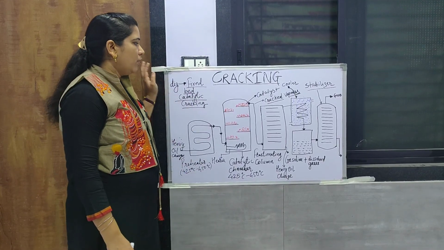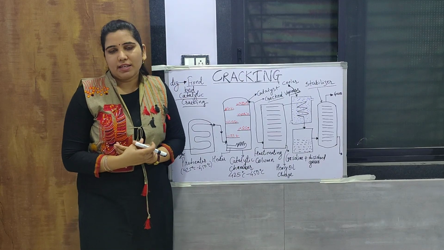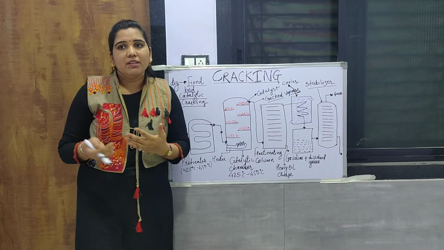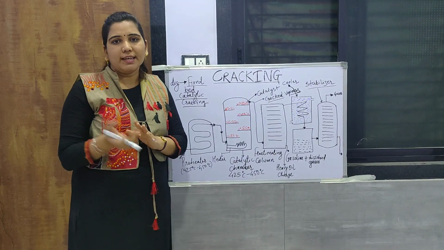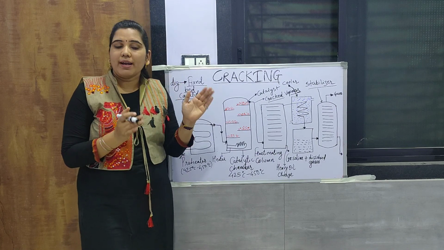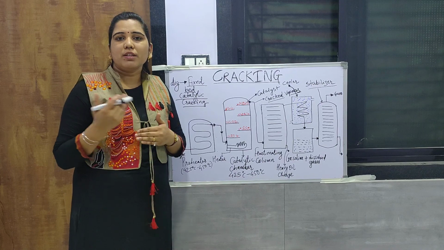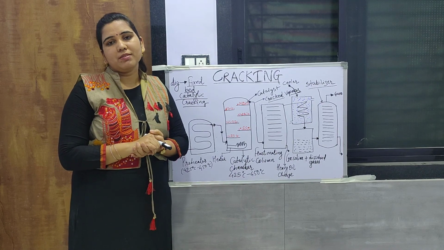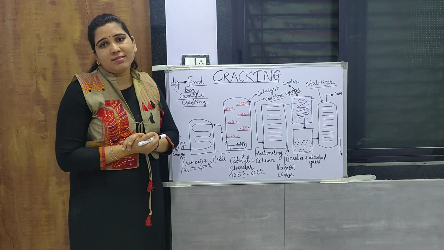Students, now we will see the next part of cracking, that is the catalytic cracking. As we studied earlier, what is thermal cracking and what is catalytic cracking. In catalytic cracking, when higher molecular weight hydrocarbons are converted into lower molecular weight hydrocarbons, the use of a catalyst is important.